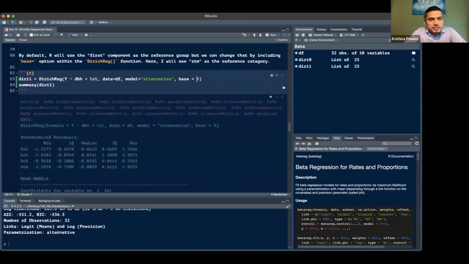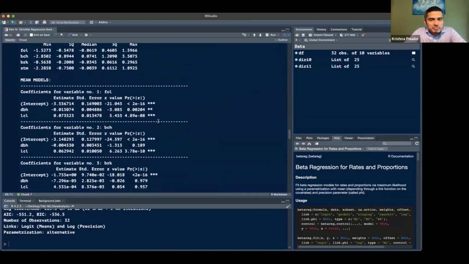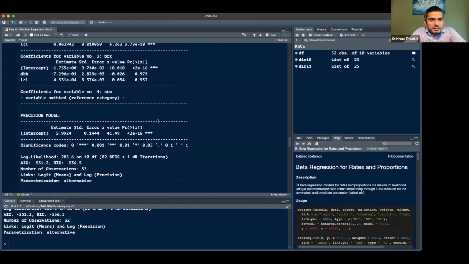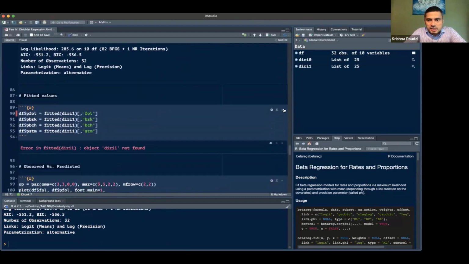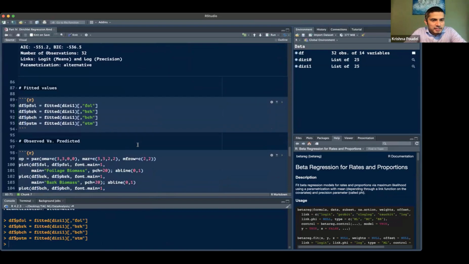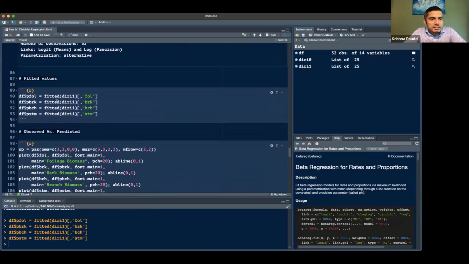First, I need to run this. Let's run that. For some reason, this is giving that error message or warning message, but if I close everything and then rerun it, it will work. So that's not an issue.